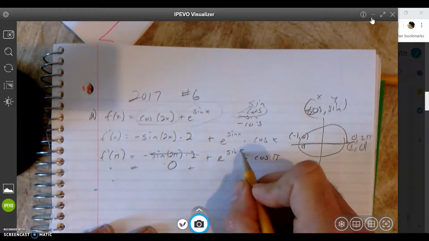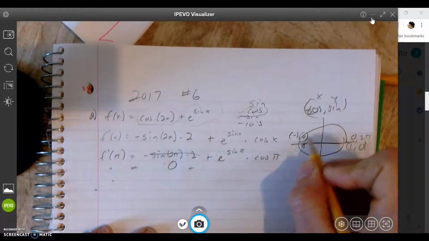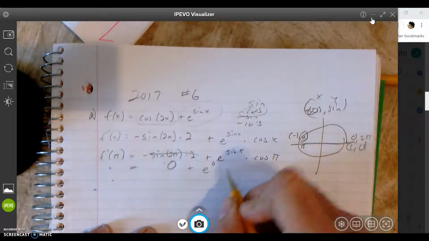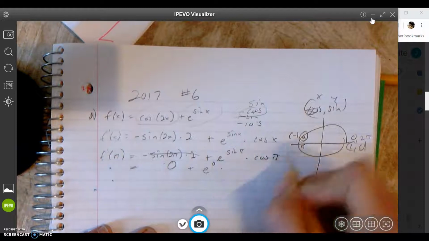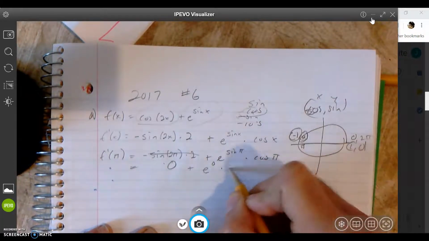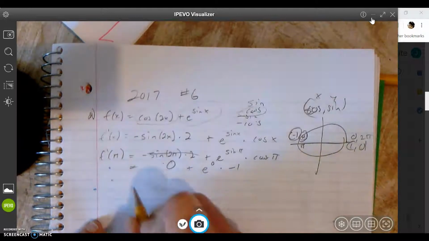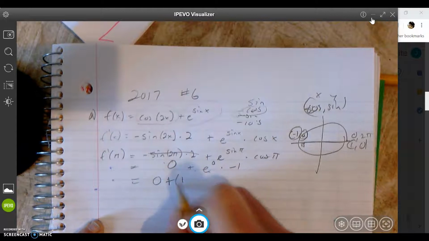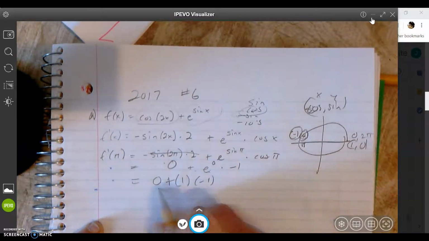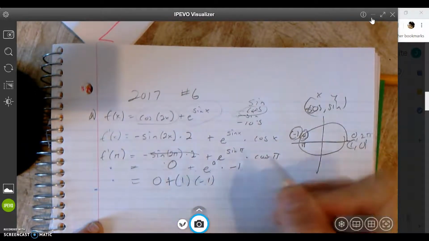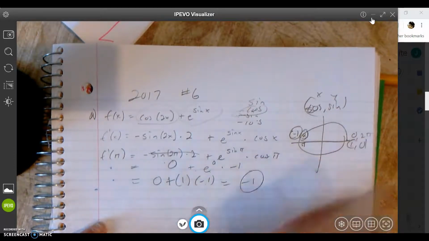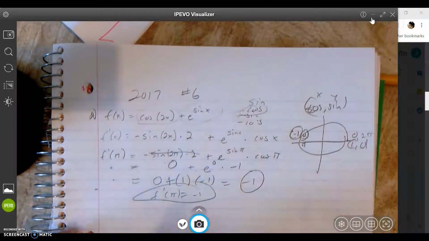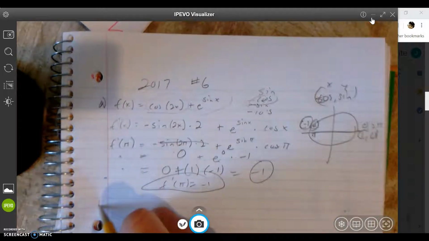Plus sine of pi, so pi, the y coordinate here is 0. So e to the 0 times cosine of pi. Cosine of pi is negative 1. Bam. So e to the 0 is just 1, times negative 1. So 0 plus 1 times negative 1. 1 times negative 1 is negative 1, plus 0 is negative 1. Cool. So f prime of pi equals negative 1. Got it. All right, let's keep moving on.